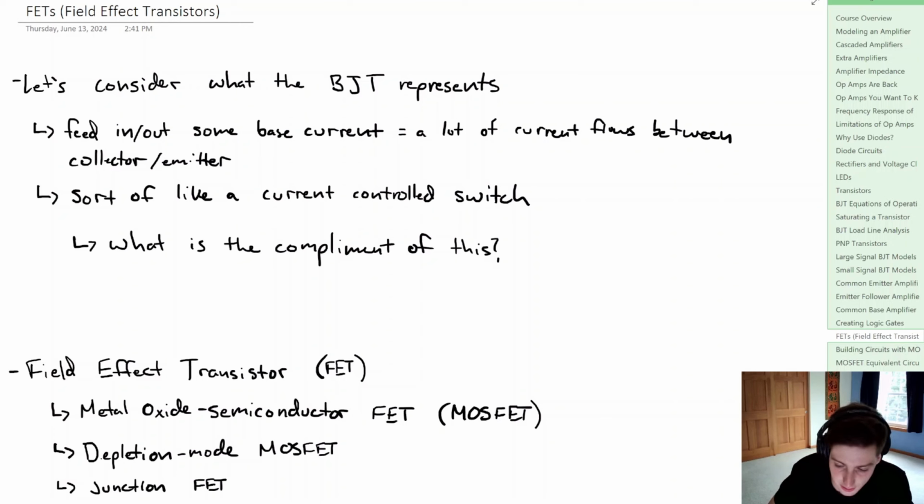As we enter the last few videos in the course, we're just going to introduce one more new component, and that's going to be the field effect transistor, which is also going to be referred to as the FET.